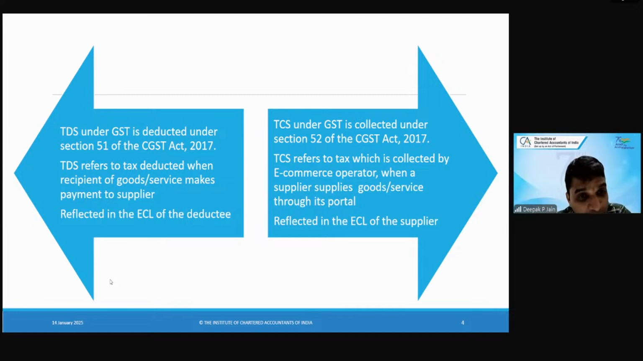TDS refers to tax deducted when the recipient of goods makes payment to the supplier. When you are supplying goods or services to somebody, then they will deduct the TDS. This TDS, whatever is deducted, will appear in your ECL. What is ECL? Electronic cash ledger. And when we say ECRL, electronic credit ledger. Correct. So ECL is electronic cash ledger and ECRL is electronic credit ledger.